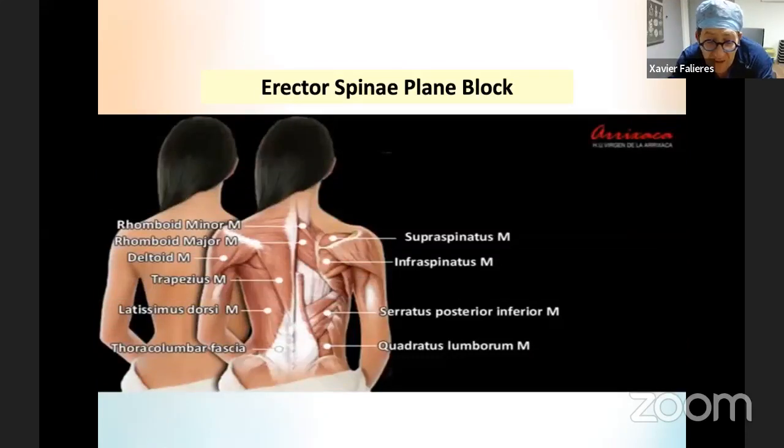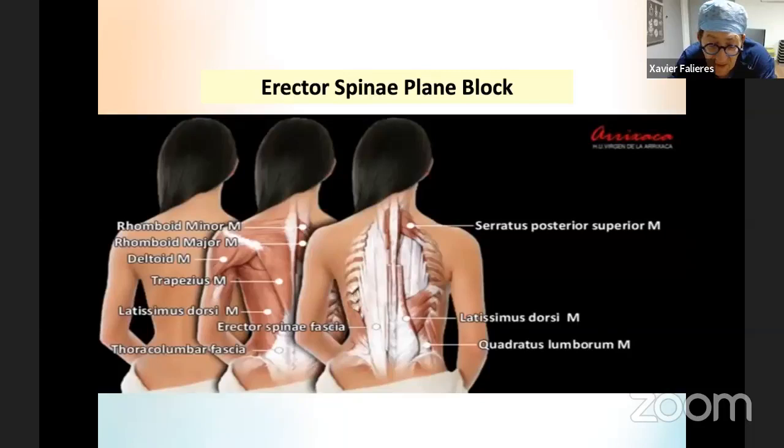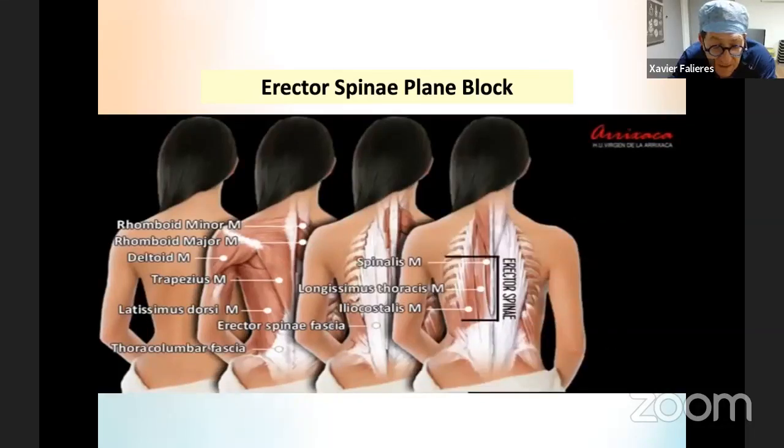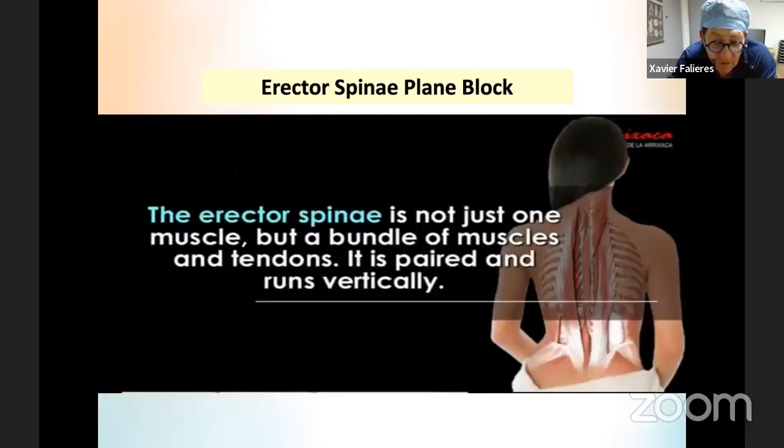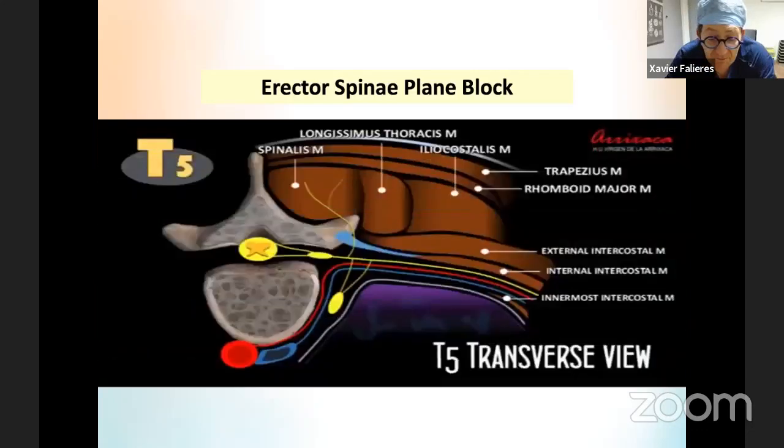So anatomically, it's not one muscle, as in there are a lot of small muscles forming the erector spinae. I will go on here because it's not very relevant for today. It's just not one muscle, but a bundle of muscles and tendons, and it runs vertically. You will see the anatomy here. When you give it, it will be precisely here.